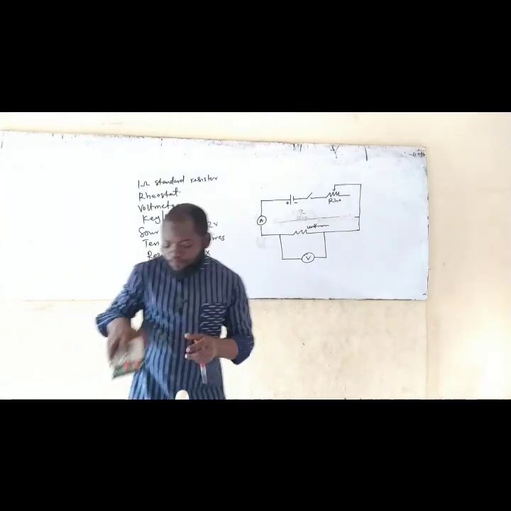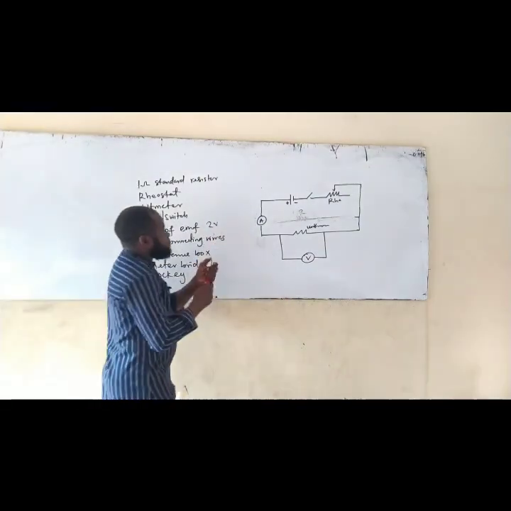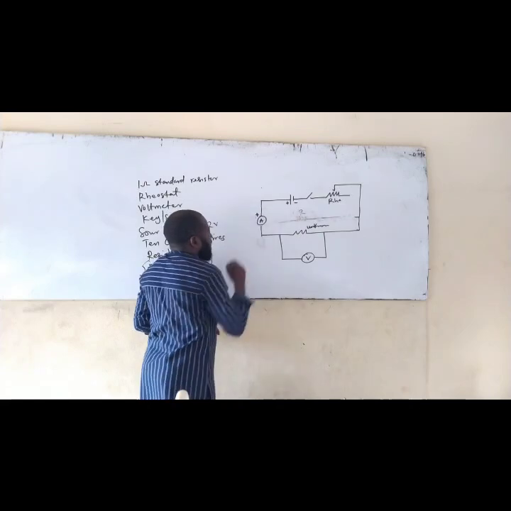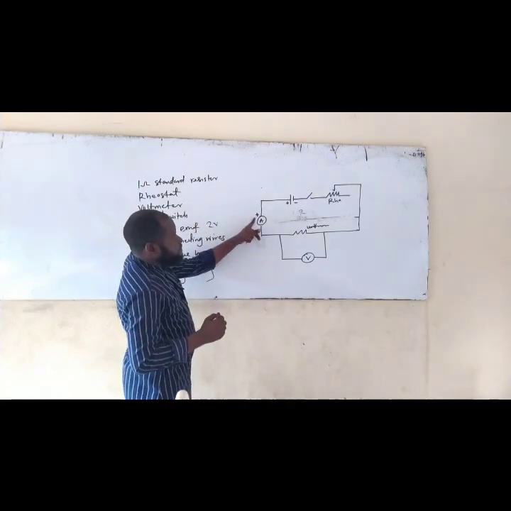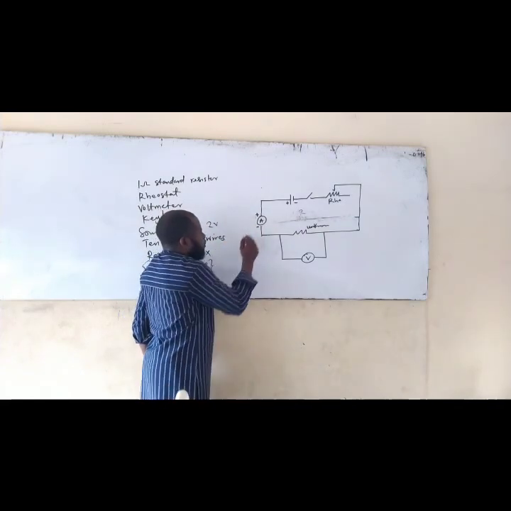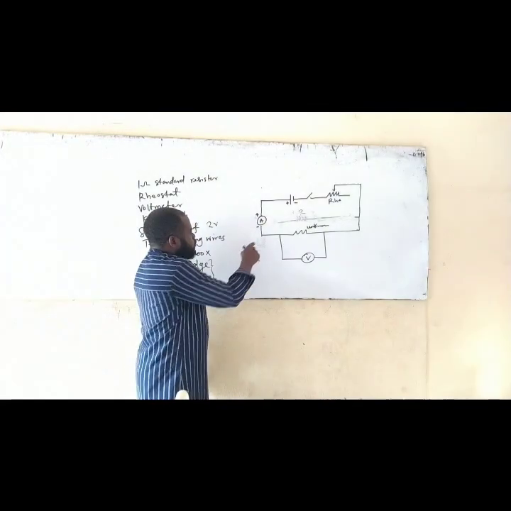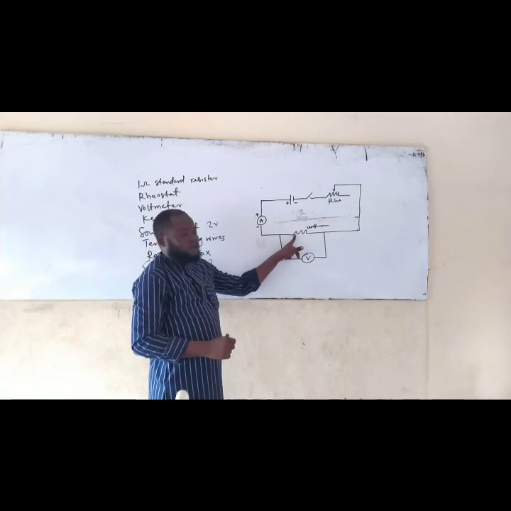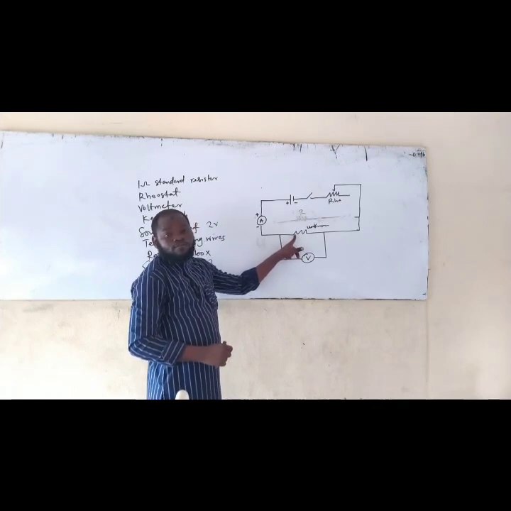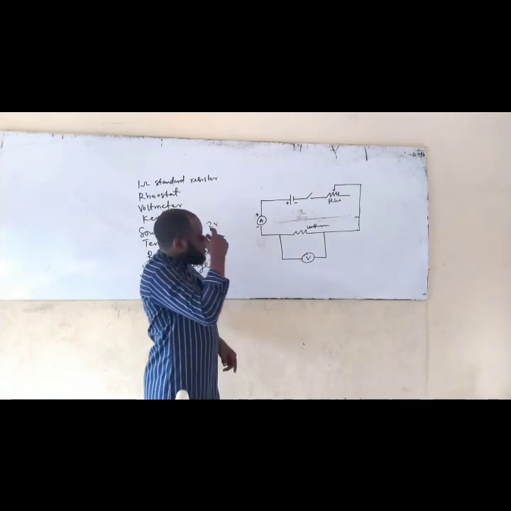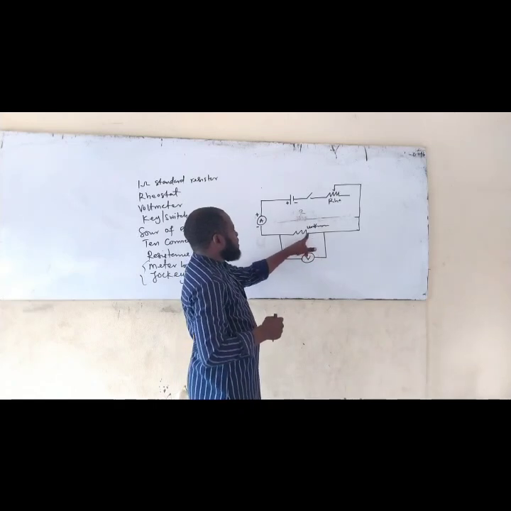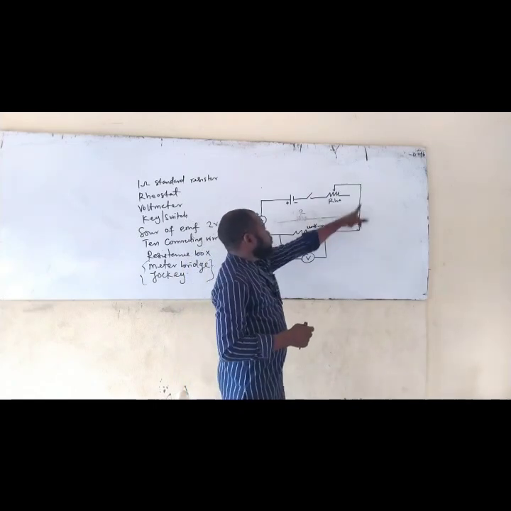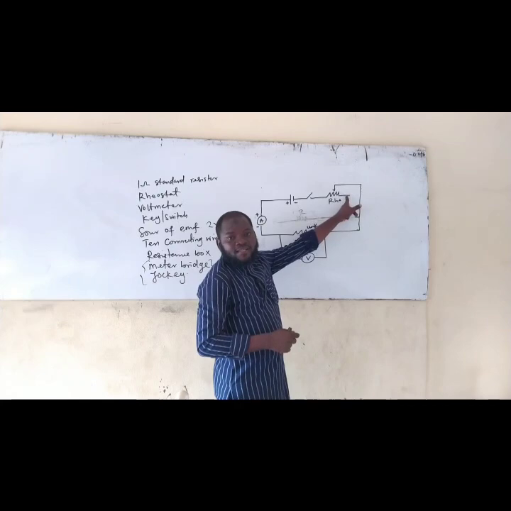So you connect the positive pole to this side. So this place is going to be the positive pole of the ammeter. If here is the positive pole of the ammeter, here is going to be what? The negative pole. So this negative pole is what you are now going to connect to this resistor. Are you getting it now? So the other end of this resistor is what you are going to connect to the rheostat.